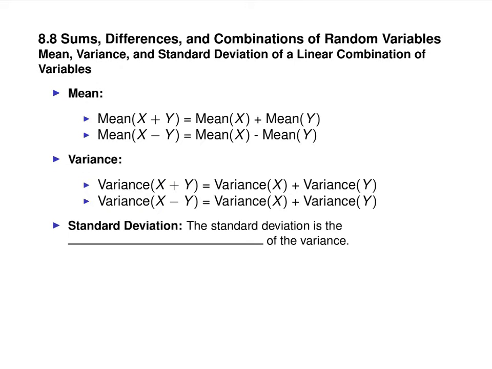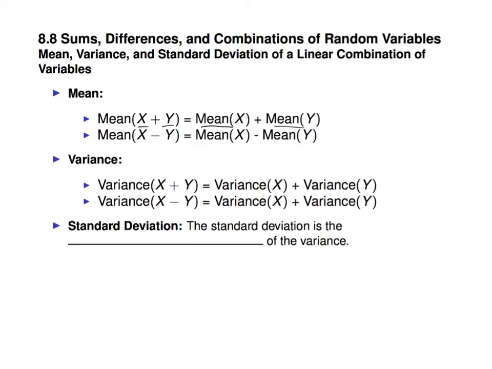Okay. So the last thing that we're talking about is officially section 8.8. We're talking about sums, differences, and combinations of random variables. So say you have two variables that are added together and you want to find the mean of that sum. You can just add the mean of the first plus the mean of the second. And the same thing is true for the difference. And mean and variance have this property that things are linear or additive and stuff can factor out. Standard deviation does not.